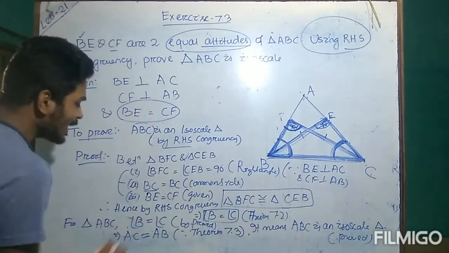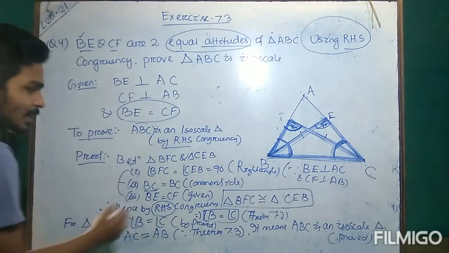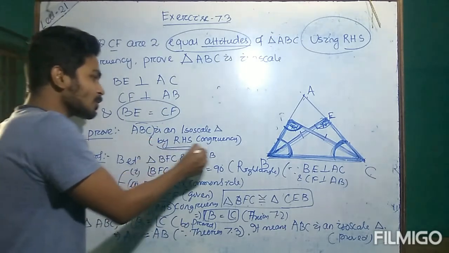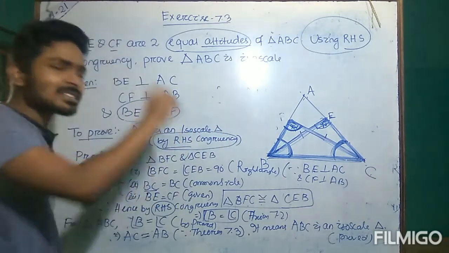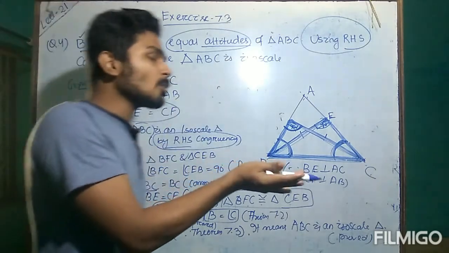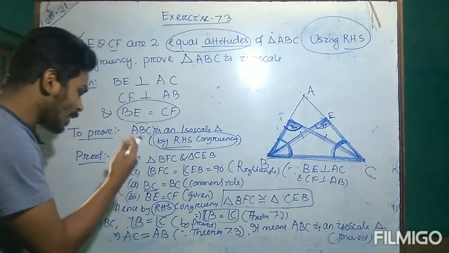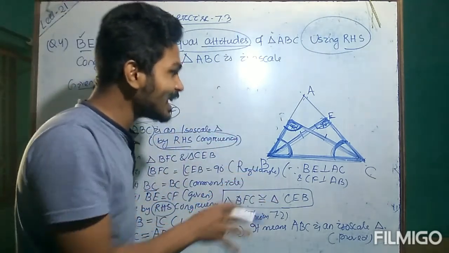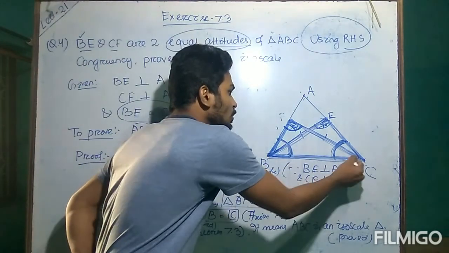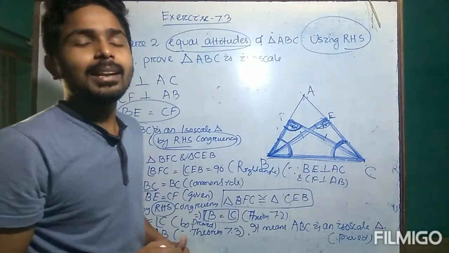And we have proved by using which congruency? Here we use only RHS congruency, and the question asks you to use only RHS congruency, not any other congruency like ASA, SAS, AAS or SSS. So now we have proved that ABC is an isosceles triangle if the two altitudes are of equal length.